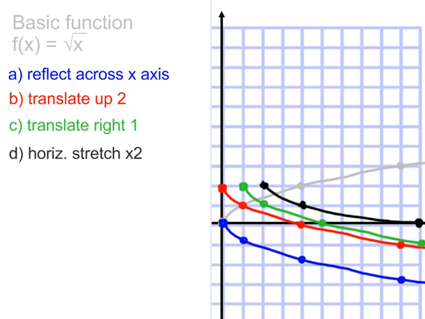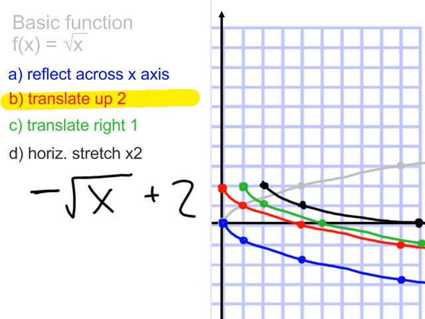We start with the square root of x, and to reflect it across the x-axis, we put a negative sign in front. So right now, we are doing the reflection across the x-axis, and we do that by just putting a negative sign in front. Now let's do the translation up 2 units, and that one I think most of you would go, yeah, I know how to do that. We just tack on a plus 2 at the end here, right?